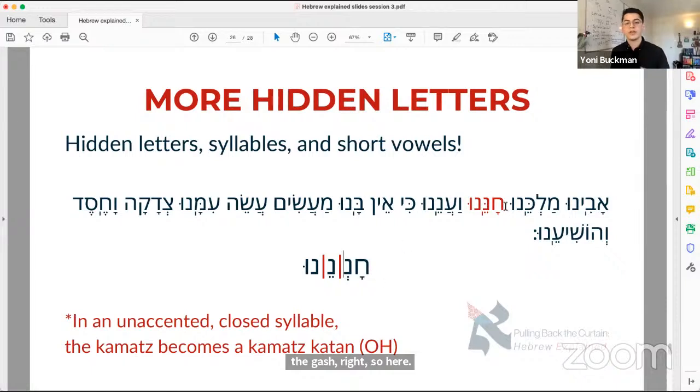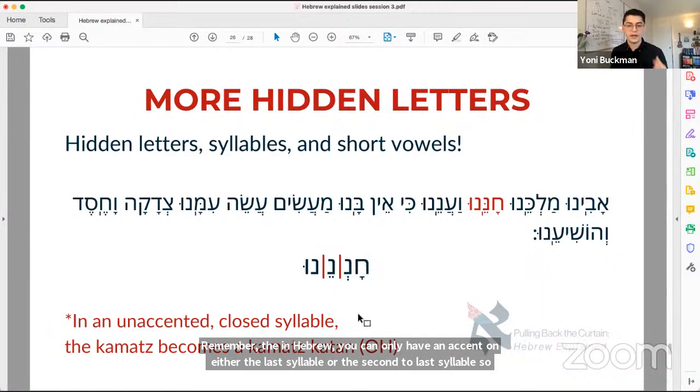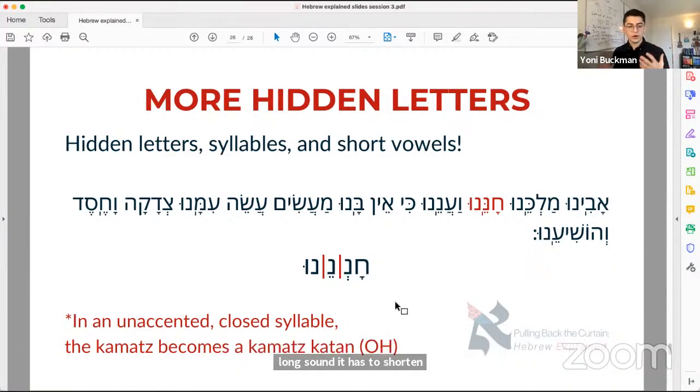So this word is pronounced chonenu because when you break it up into its syllables, then you recognize that the accent is here on the penultimate. You know that it makes an O sound because, again, that A vowel, when it's in a closed syllable that is unaccented, makes an O sound.